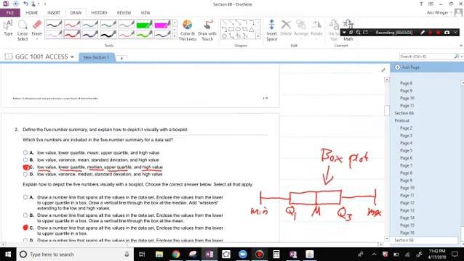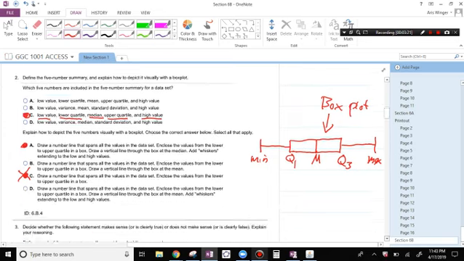I'm sorry, so it's A. Draw a number line that spans all the values in the dataset and enclose the values from the lower to the upper quartile in a box. Draw a vertical line through the box at the median, with whiskers extending to the low and high values. That one is A.